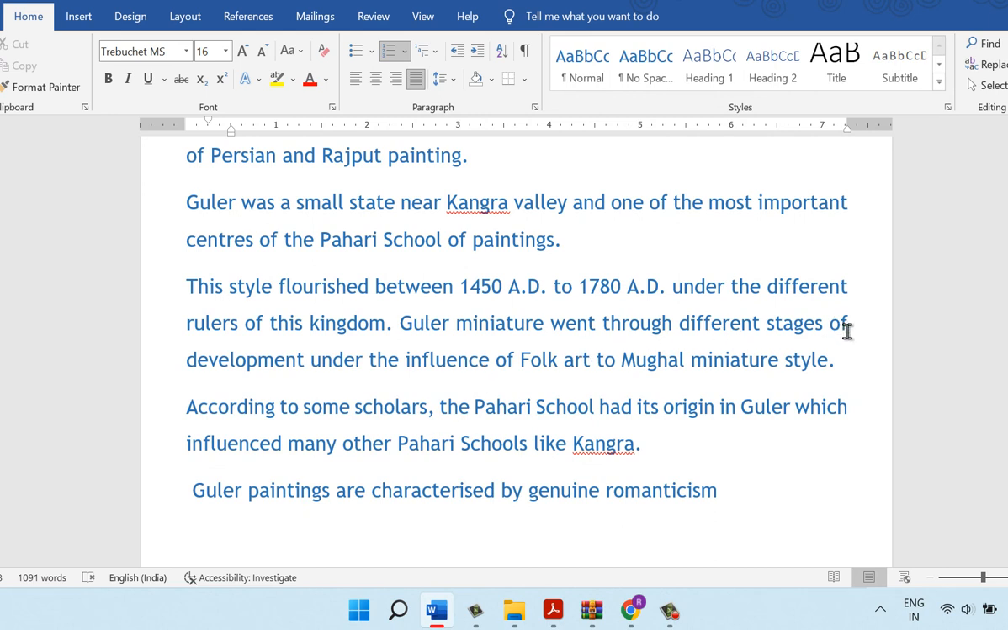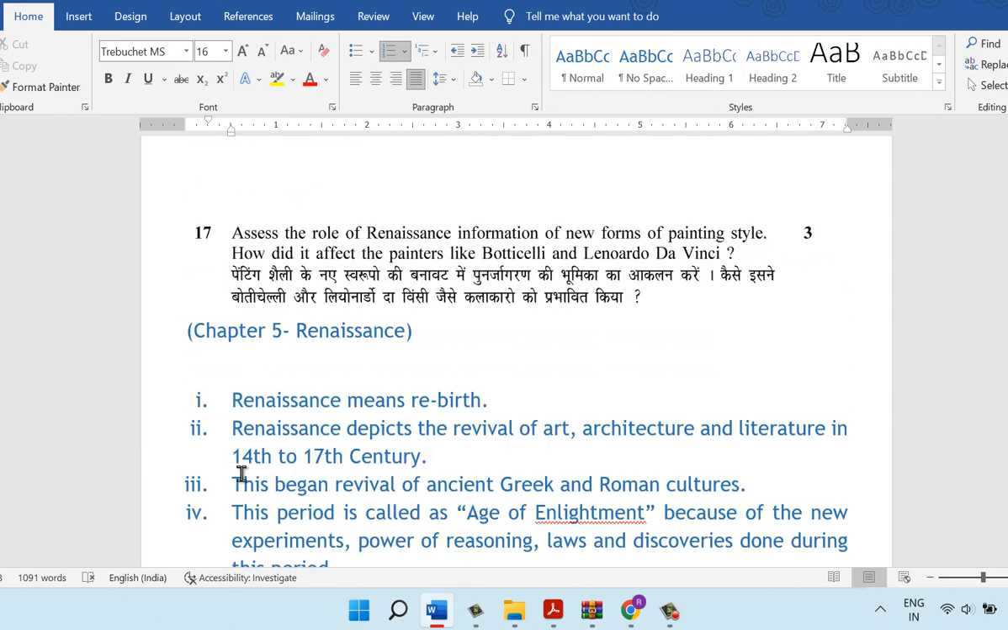The Guler miniature paintings went through different stages of development under the influence of folk art to the Mughal miniature style. According to some scholars, the Pahari school had its origin in Guler, which has influenced many other Pahari schools like Kangra. Guler paintings are characterized by genuine romanticism. The last question of this question paper.